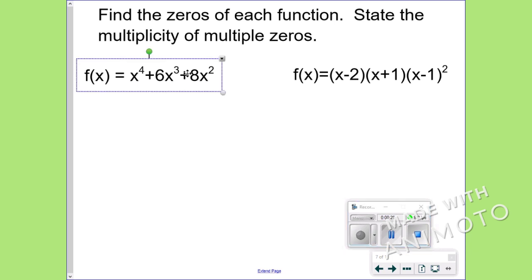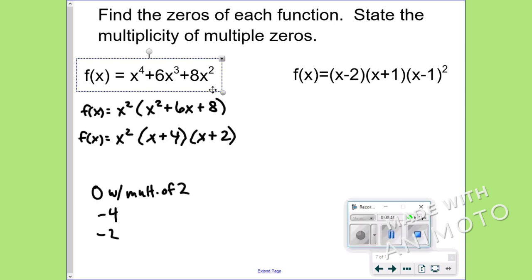So here we have f of x equals x to the 4th plus 6x cubed plus 8x squared. Well, first of all, I have no clue what those zeros are. So the first thing I'm going to have to do is factor it in order to find them. And then after we have it factored, we'll be able to find the zeros and determine their multiplicity. So here we take out our greatest common factor of x squared. Once we do that, we have a quadratic remaining, so we see if we can factor that further. It just so happens that we can, because when we check our OI, we get 2x plus 4x, which is 6x. So this polynomial in factored form is f of x equals x squared times x plus 4 times x plus 2.